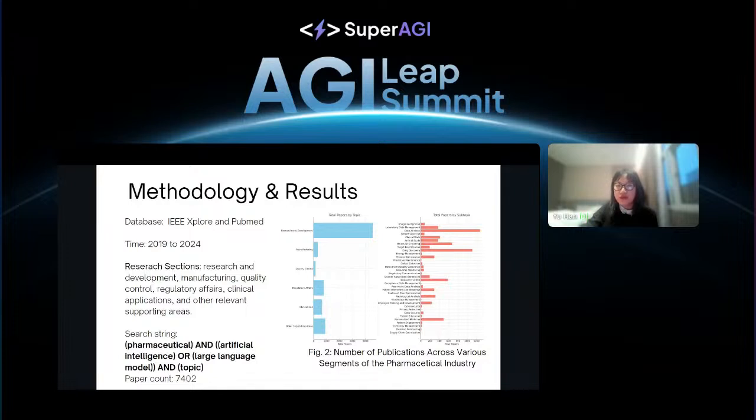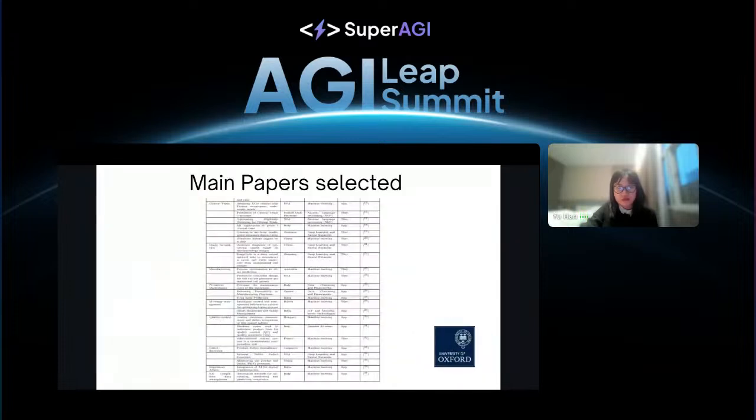And finally, we got 7,402 papers. As you can see in this figure two, we can see each section's paper amount. We can see most papers emerge in R&D compared to the other sections. But we can also see the emerging sections, for example, regulatory affairs and document intelligence, AI chatbots, also emerging significant areas. And then we do a further quality check.